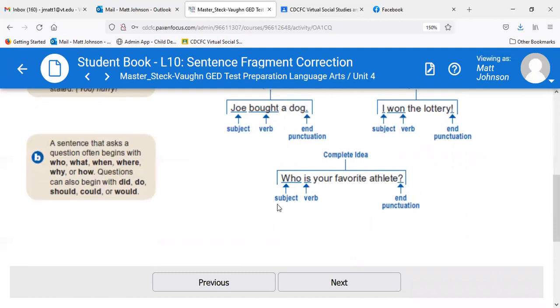And a complete idea here: "Who is your favorite athlete?" Who is the subject here, is is the verb. Your favorite athlete completes the idea. We end with the question mark as punctuation.